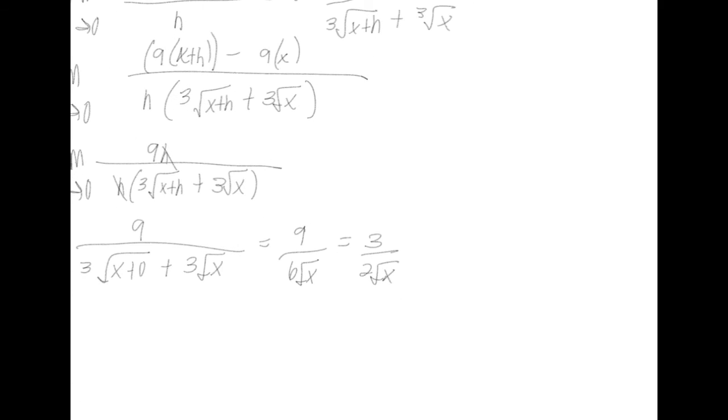So I can now say 3 over 2 square roots of 16 equals 3 over 2 times 4, which is equal to 3 over 8.